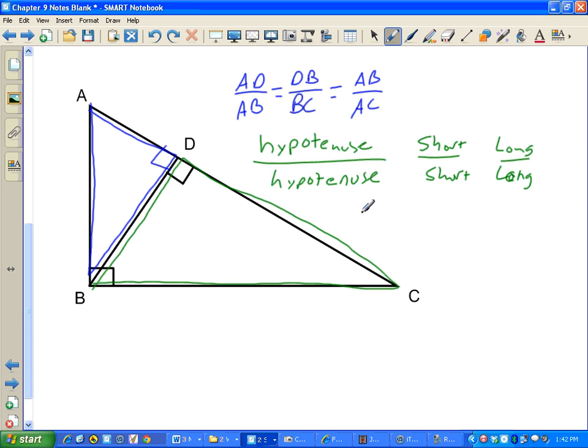Another relationship you could have is a piece from the green triangle can go over another piece from the green triangle. A piece from the blue can go over another piece from the blue. But then you'd have to have short sides across from each other, long sides across from each other.